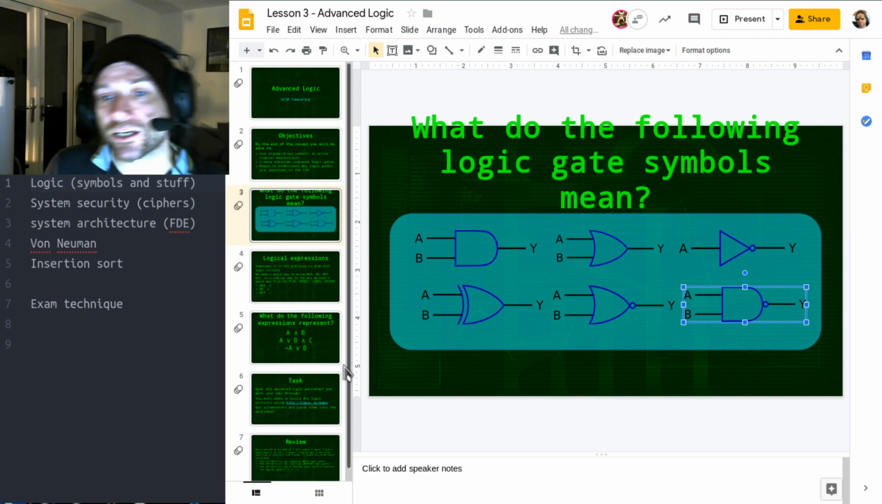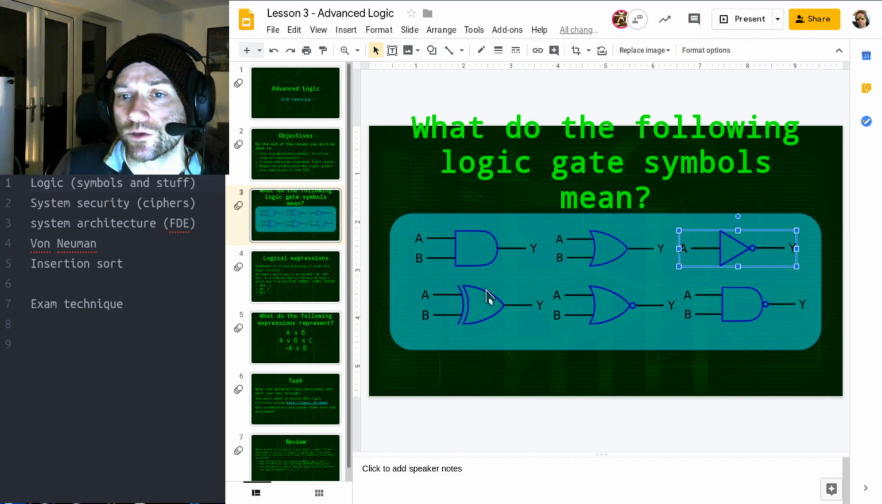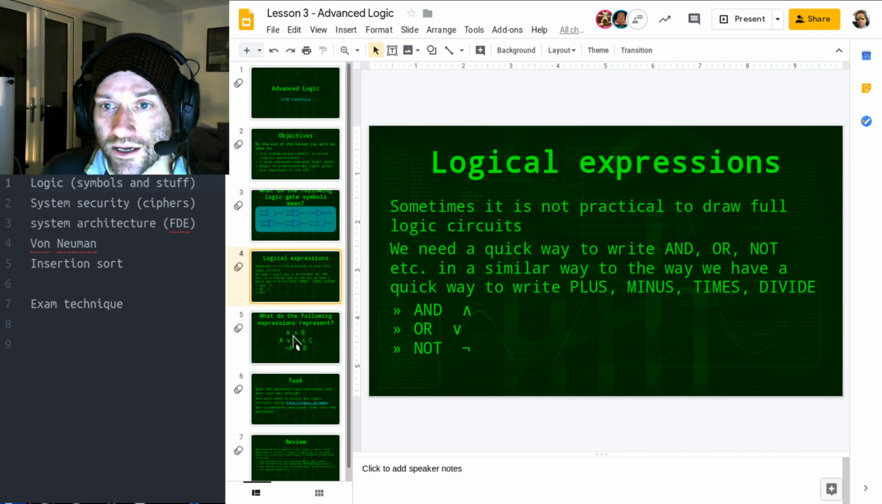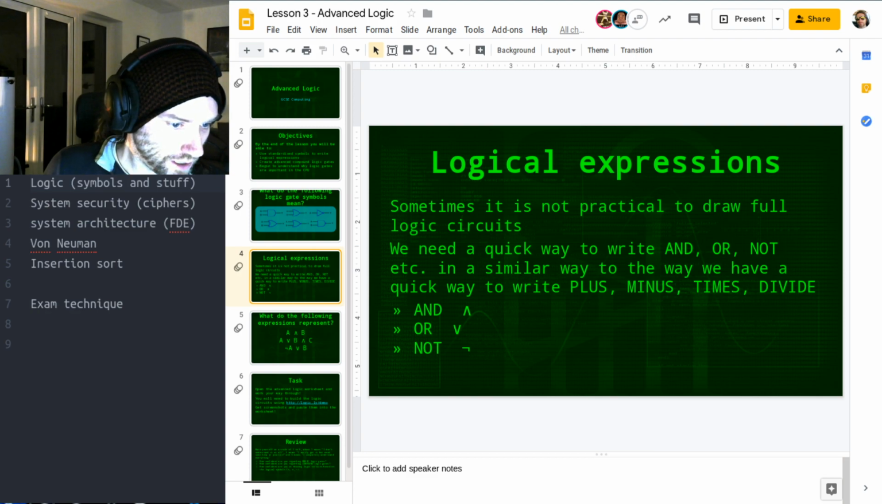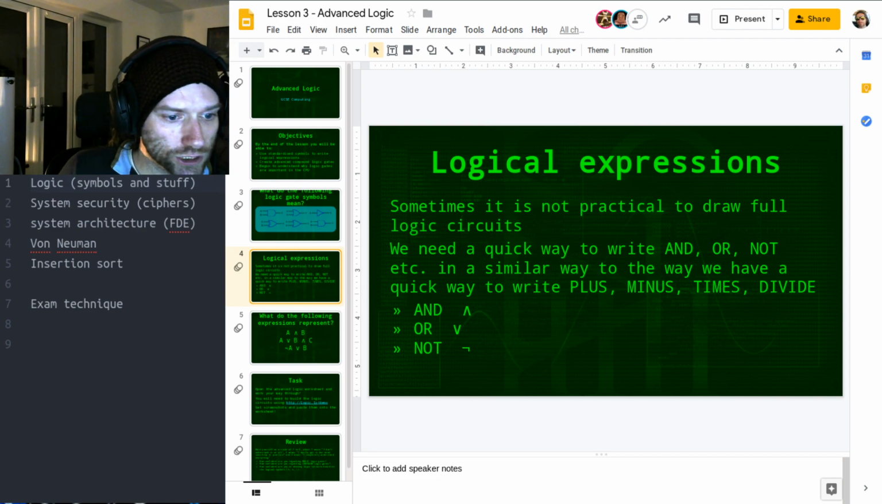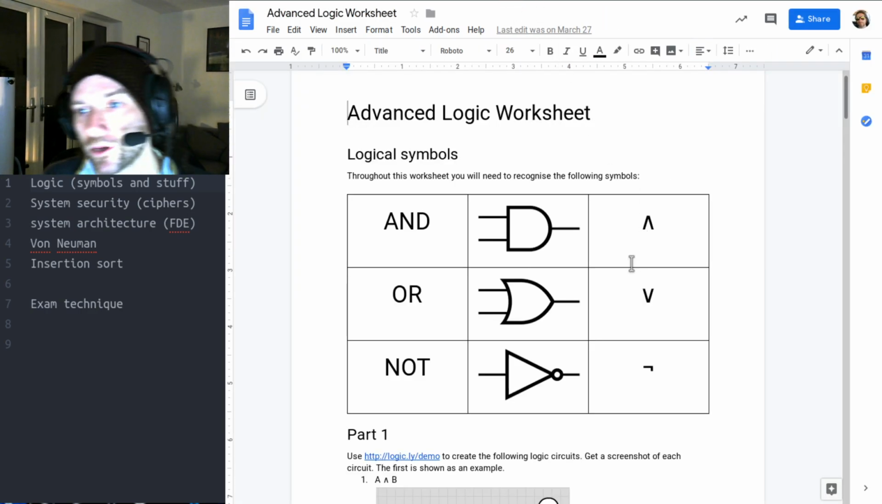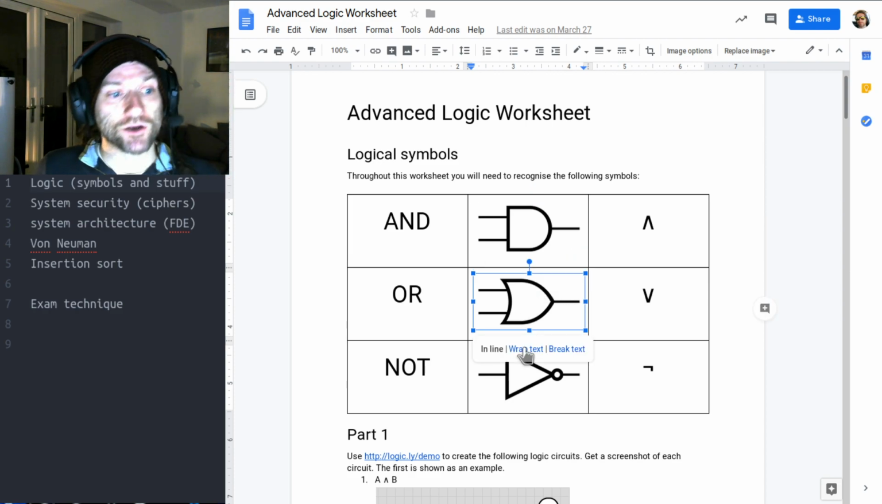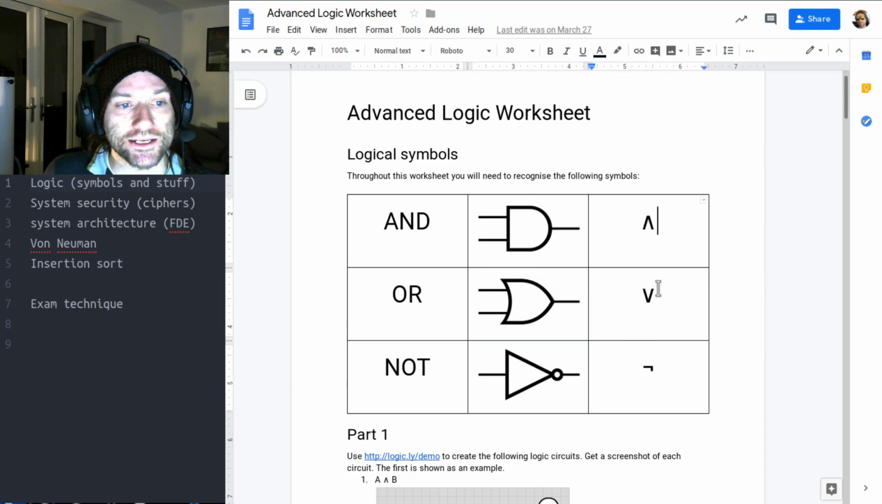What you do need to know, though, is how these things work, and you also need to know the symbols, which I believe are in my previous presentation. Just bear with me 1 second. Nope, they are in a worksheet here. Right, here we go. So you need to know an AND gate, an OR gate, and a NOT gate. You also need to know these symbols.